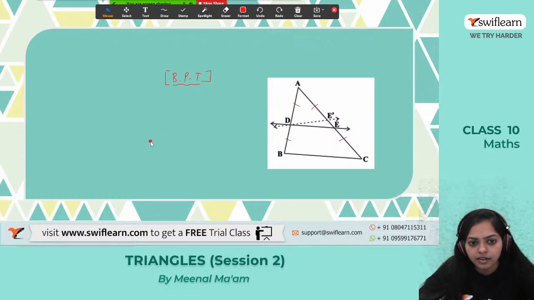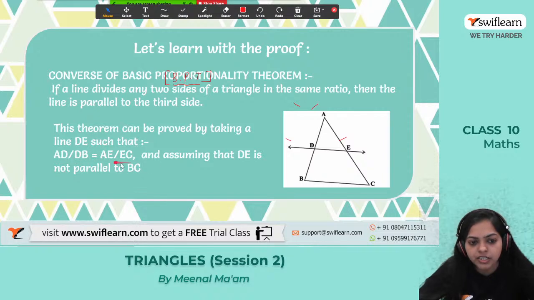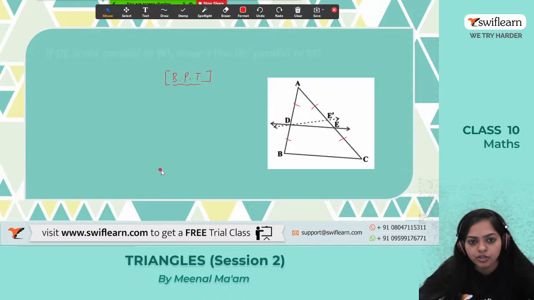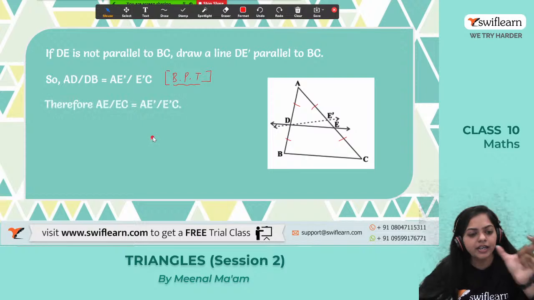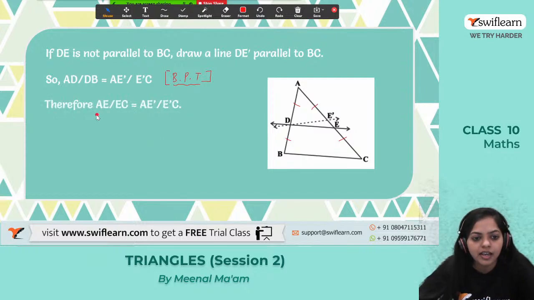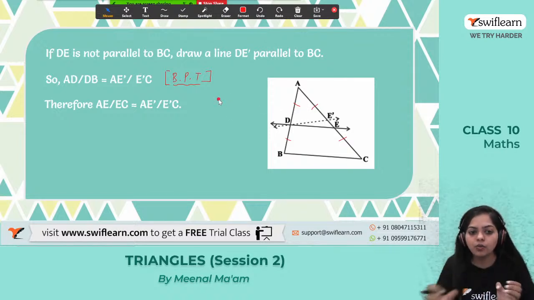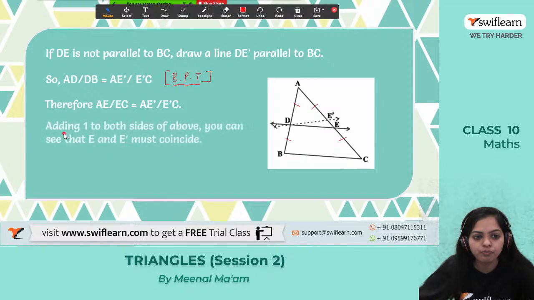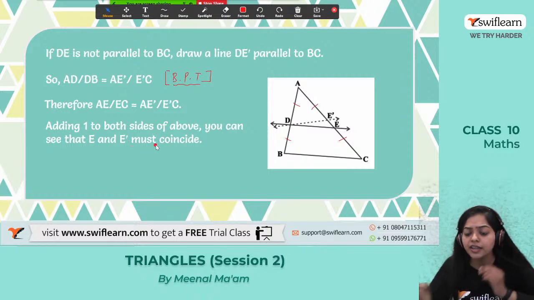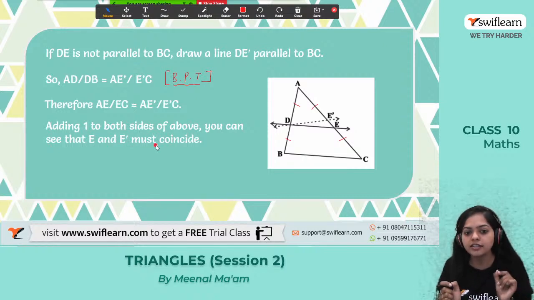How? See here, AD upon DB is equal to AE upon EC. So if I take the first and second and combine these two, what will I get? AE upon EC is equal to AE dash upon EC dash. If these two are in the same ratio, adding 1 to both sides, we see that E and E dash must coincide. They are not different points. They are the same point.